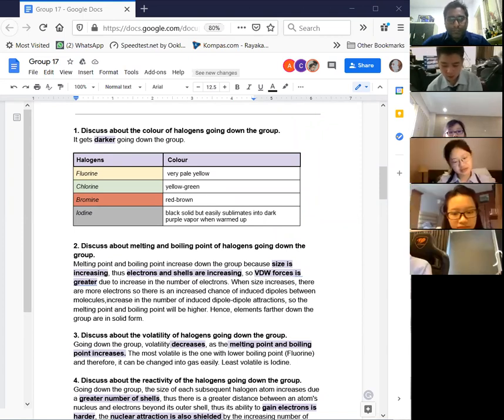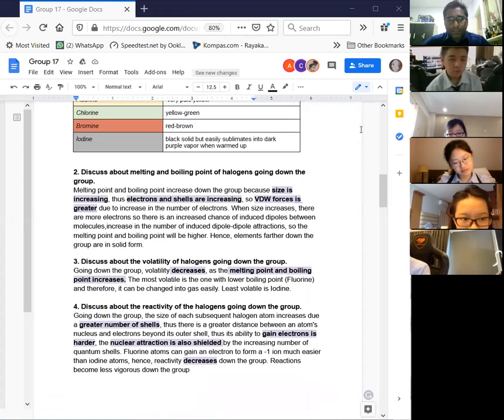As you go down the group, the size of the atom also increases, which will also lead to an increase in the number of electrons. As the size increases, more electrons will be present, and thus there's a higher number of induced dipole attractions, so the melting point and the boiling point will be higher. Therefore, elements further down the group are in solid form.